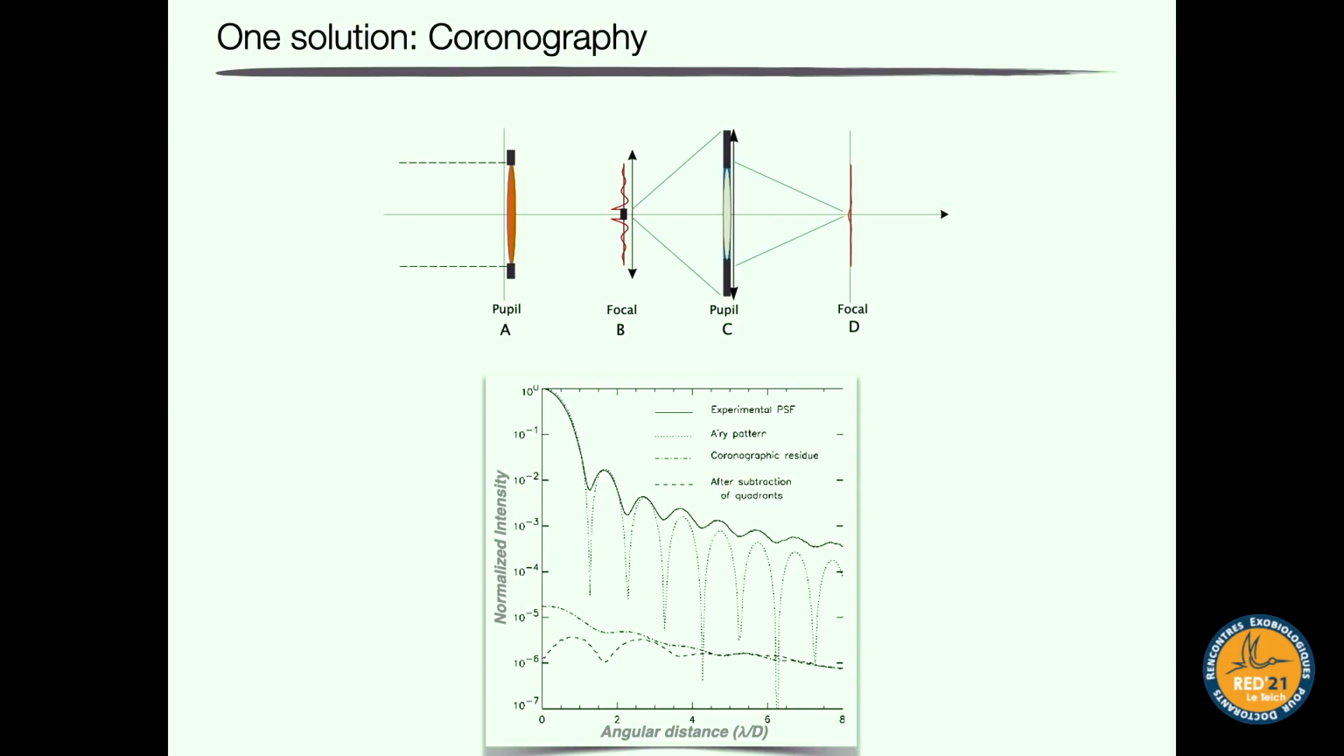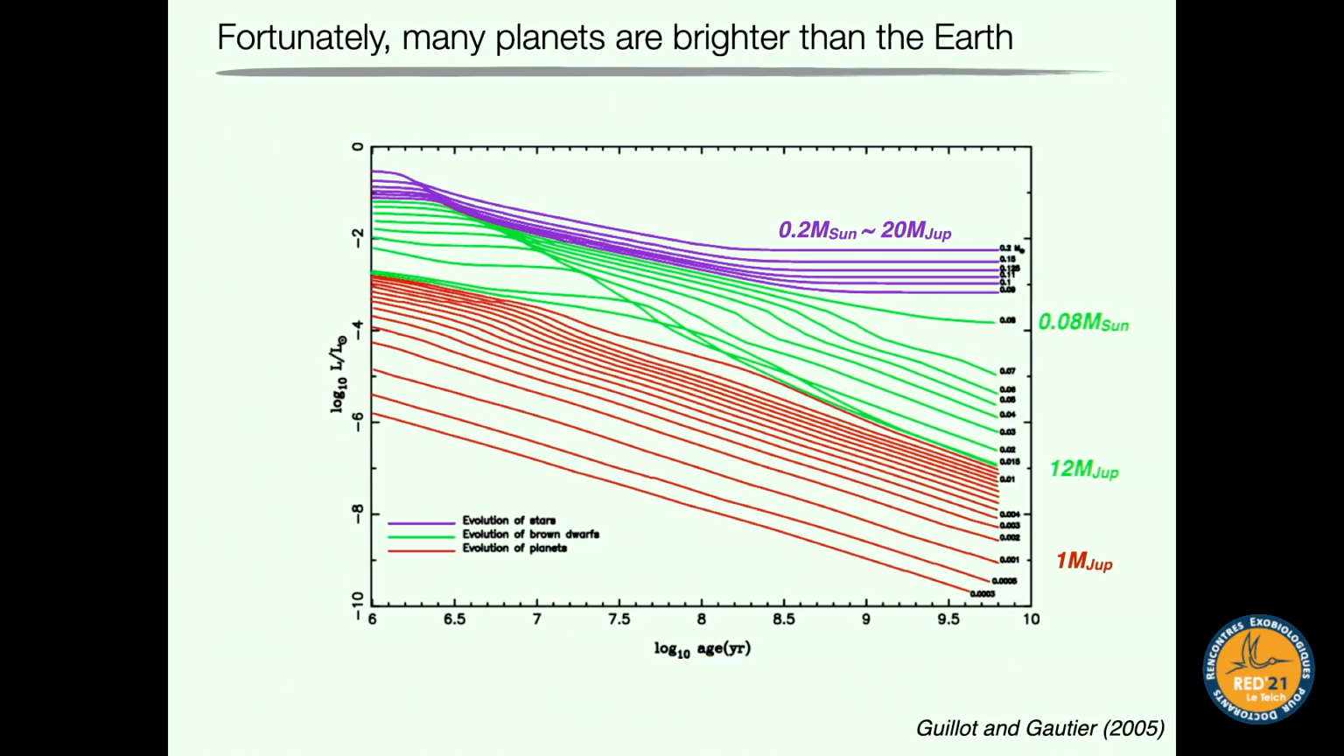You see here that the problem is that the contrast, if you look at the lower curve on this diagram, is still not 10 to the minus 10 or 10 to the minus 9 that we've seen for the Earth and Jupiter. And so what it means is that even with the current kind of coronagraph that we have, we cannot yet image the Earth or Jupiter. So, did we observe some things? Fortunately, if you look at the physics of stellar and substellar objects and planets, many planets are much brighter than the Earth. So here, for example, there is a diagram of the luminosity of different objects.